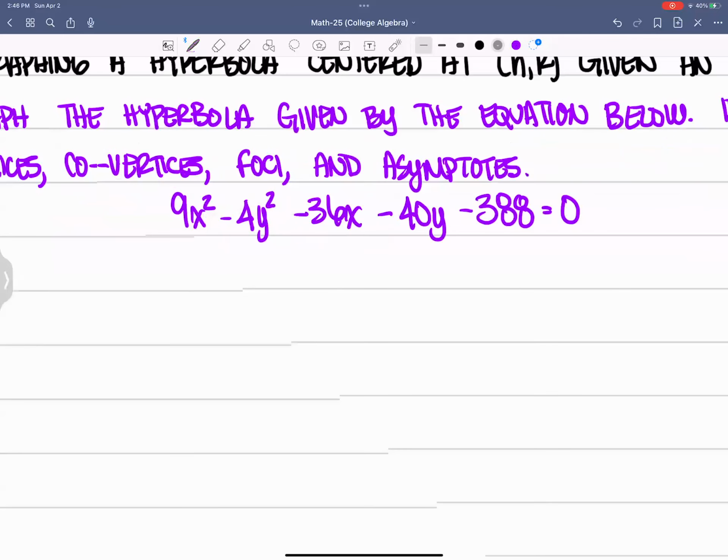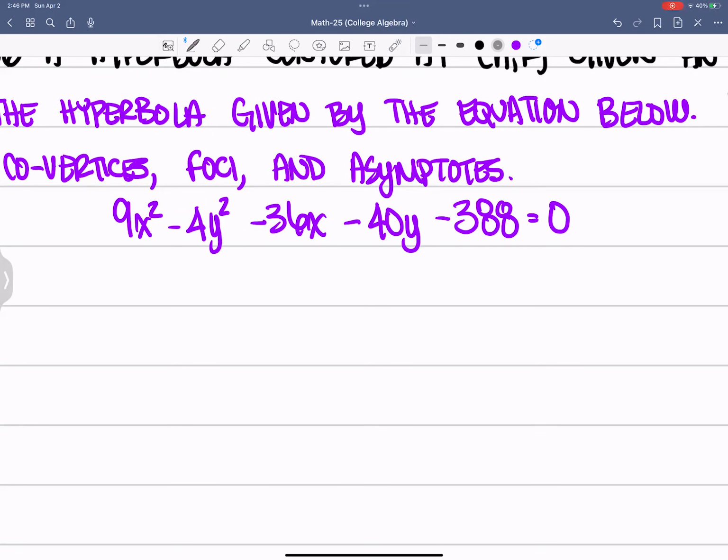A lot of craziness going on, but I know that we are ready for this. Let's group our x's together. Let's group our y's together. So 9x squared minus 36x minus 4y squared minus 40y. And let's move that 388 over to the other side. So this is going to be equal to a positive 388.